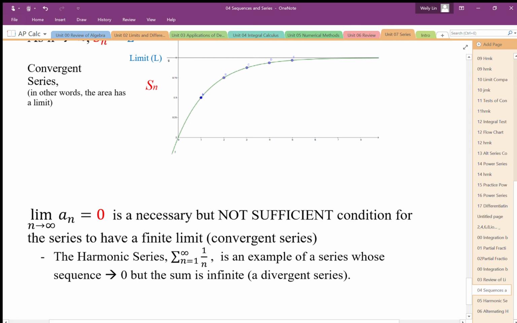So we cannot use that as a criterion to say just because an goes to 0, it converges. We can say that series only converge if an goes to 0, but they do not always converge.